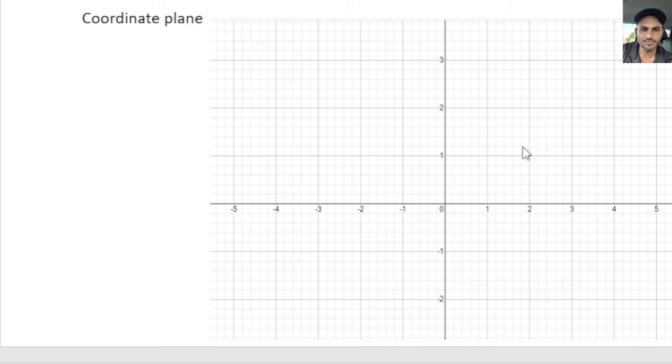So I'm going to classify this particular graph into 4 parts. They're called the quadrants. So there are 4 quadrants in this particular graph. This is the first one. This is the second quadrant. This is third. And this is fourth. So it's divided into 4 quadrants. And we're going to go over some specifications.